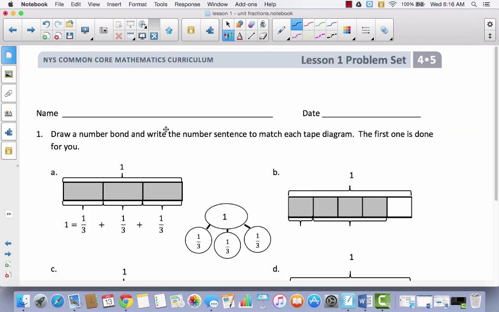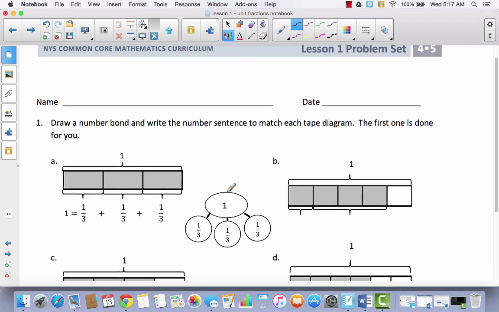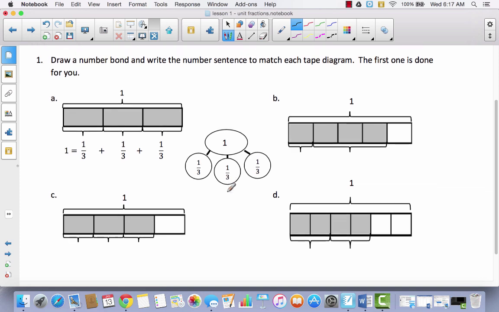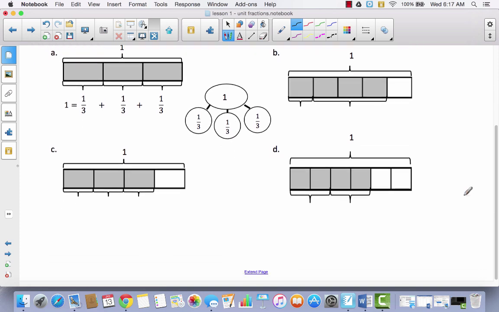All right, so go ahead and write your name at the top, and you're going to see that they have some tape diagrams that they've already drawn and they've already labeled. And you can see this represents one whole. This whole has been divided into three parts. So they have 1 = 1/3 plus 1/3 plus 1/3, and then here's our number bond. Because it says we have to draw a number bond and write a number sentence, and they did the first one for us. It's always nice whenever they do the first one because we can look at that as an example to see what is expected.